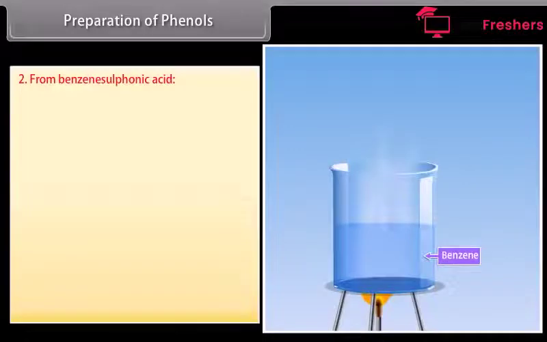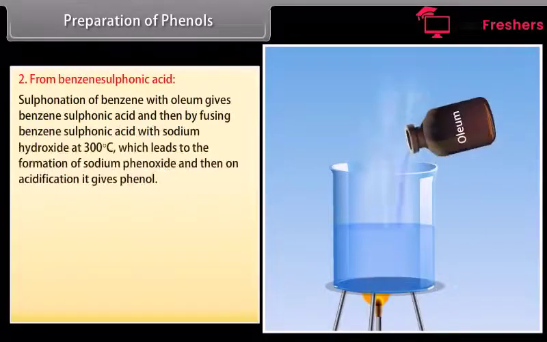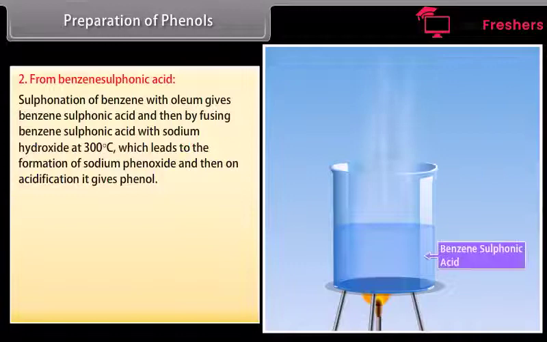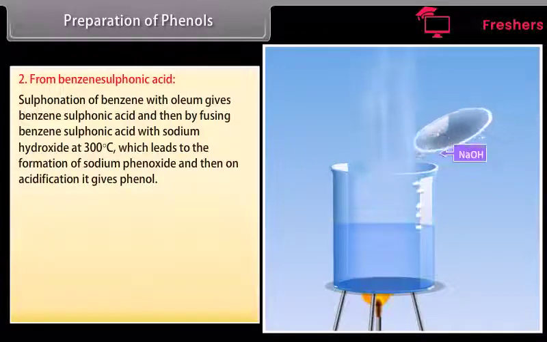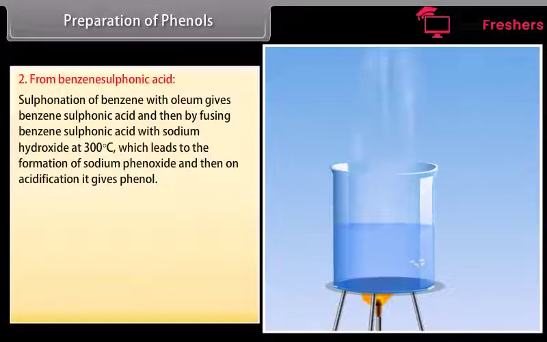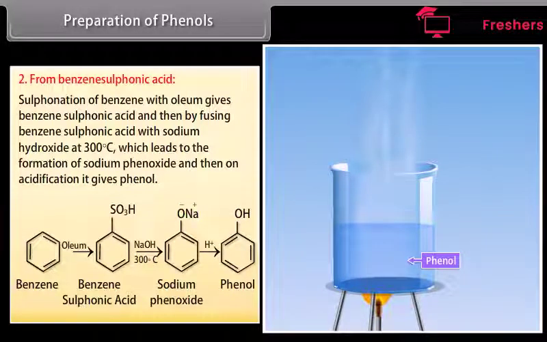From benzene sulfonic acid. Sulfonation of benzene with oleum gives benzene sulfonic acid, and then fusing benzene sulfonic acid with sodium hydroxide at 300 degrees Celsius leads to the formation of sodium phenoxide, which on acidification gives phenol. Benzene is sulfonated using oleum to form benzene sulfonic acid, and then on heating with sodium hydroxide, it forms sodium phenoxide. On acidification of the solution, it results in phenol.